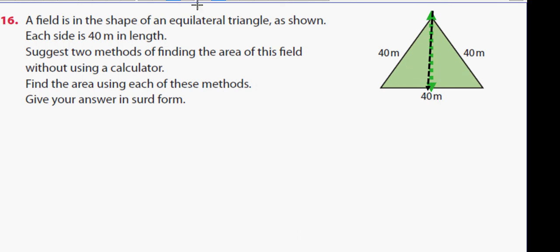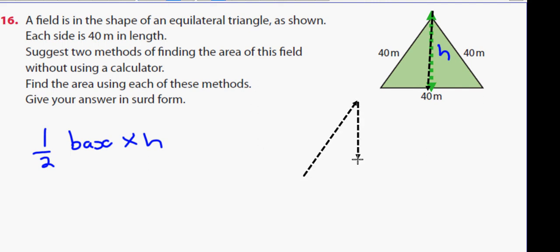The method I want to use is a half base multiplied by height. I don't have the height though, do I? So can anybody tell me how to calculate the height? How do you calculate the height, guys? What length is the hypotenuse in this triangle? Can anybody tell me? 40. What length is this part down here? It's 20 because it gets halved. And now we can figure out h.